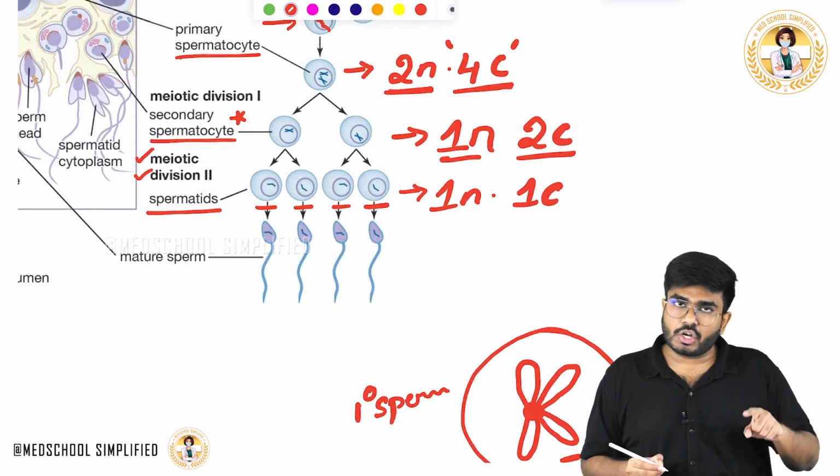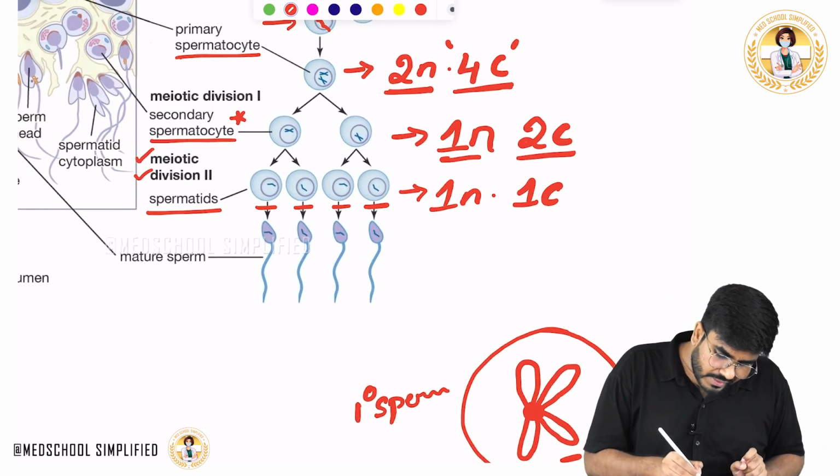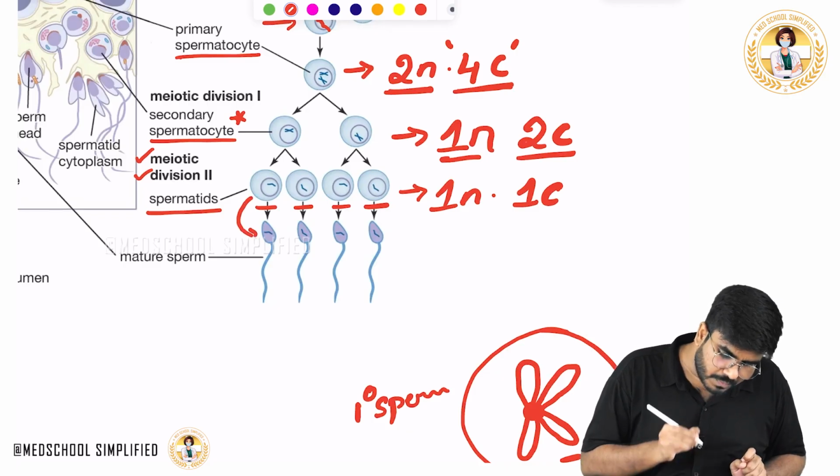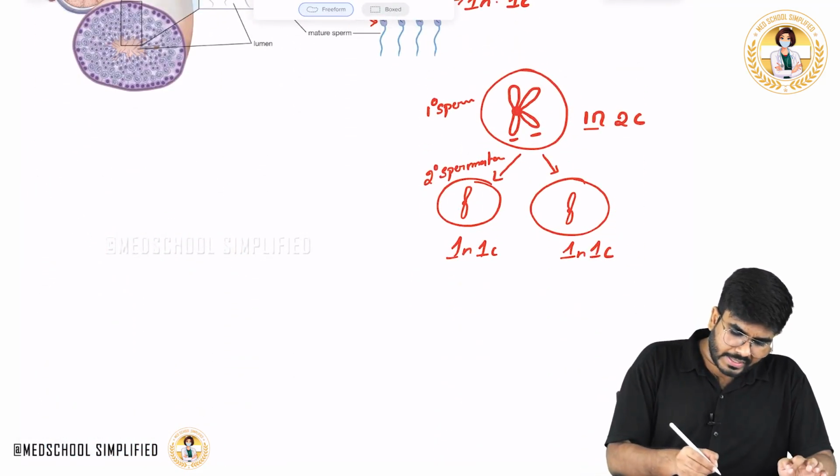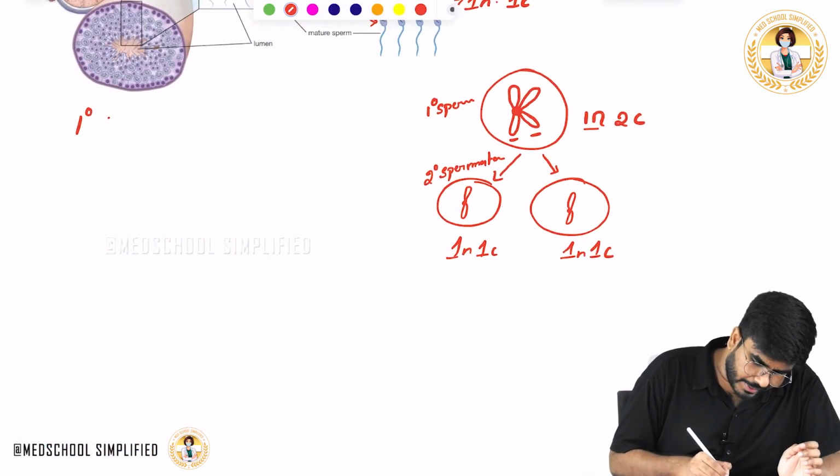The process of conversion of spermatids to a mature sperm is called spermiogenesis. Let's write important points directly. Primary spermatocytes.